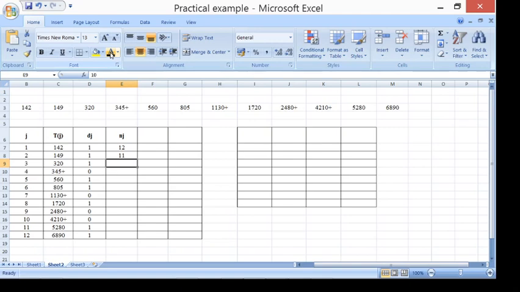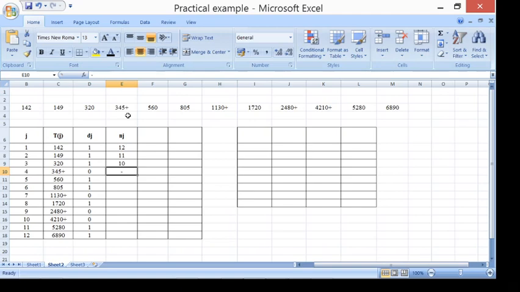Therefore, at the next time point 320, if someone asks how many components there are just prior to the time 320, there will be 10 components. And therefore, this nj value for j equal to 3 will be 10. Now, just prior to the time point 345, we will have 9 components because we had 12 components at the start, out of which 3 components left at time points 142, 149 and 320. Therefore, just prior to the time point 345, we will have 9 components, right?